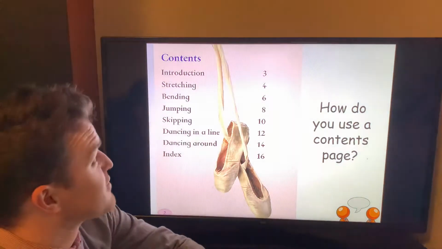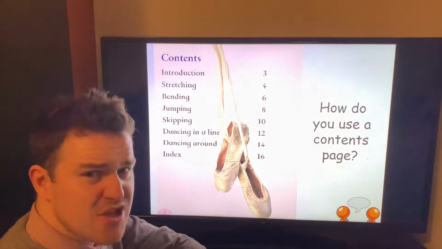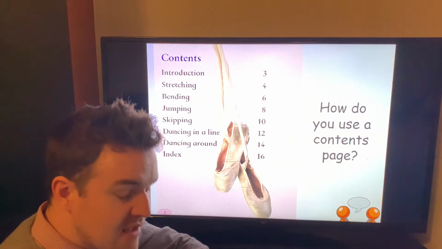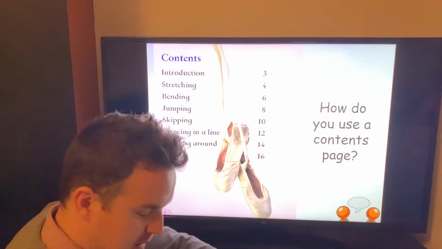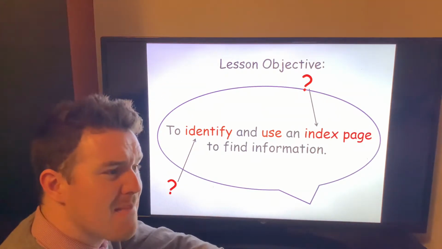So on page 3, we had an introduction telling us a little bit about ballet, and then through into stretching on page 4, and a little bit about bending on page 6. And everyone did a great job yesterday finding out different page numbers where things were. Today we're going to be looking at a different feature of a non-fiction book, which is at the back. I mentioned it a little bit yesterday.